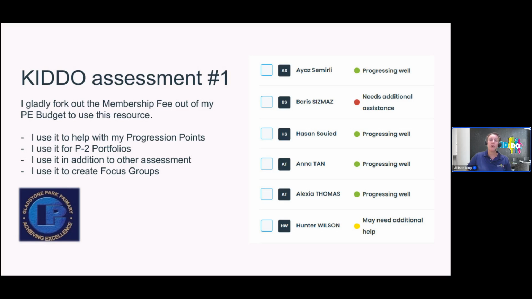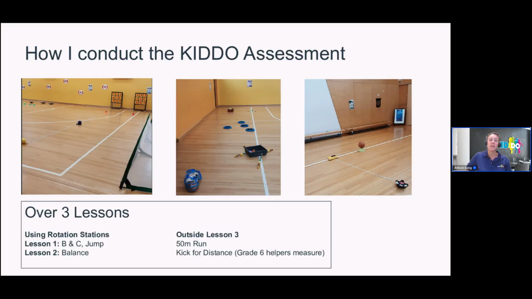So he uses Kiddo. They have to provide portfolios for their prep to year 2 students, so he uses the results to go into their portfolios. And he's managed to run all 5 challenges over 3 lessons. Again, this is after a few years of using Kiddo. This is what he's worked up to. So they use the station system again. In lesson 1, bounce and catch and jump. Lesson 2, balance, and then lesson 3, their outside lesson for their 50-meter run and their kick for distance. So it definitely can be done, but the stations seem to be the most effective way of doing it.